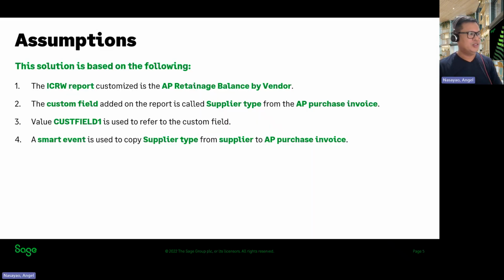With this demonstration, we have the assumption that the ICRW report that we need to customize is the AP retainage balance by vendor. We are going to add a custom field on the report called supplier type, which is shown from the AP purchase invoice. That custom field is called custom field one. The supplier type is actually coming from the supplier record, and we would like to show that from the supplier record on the AP purchase invoice.